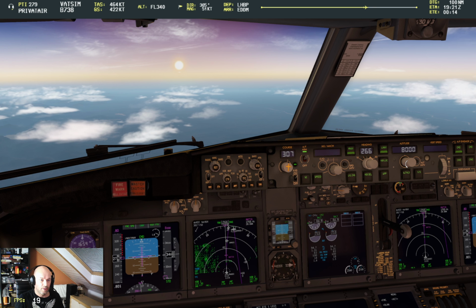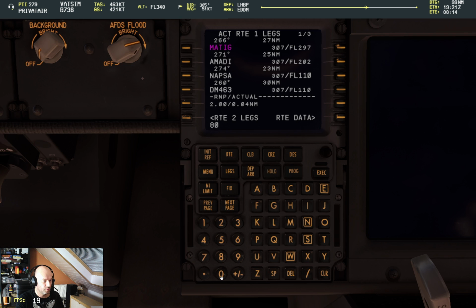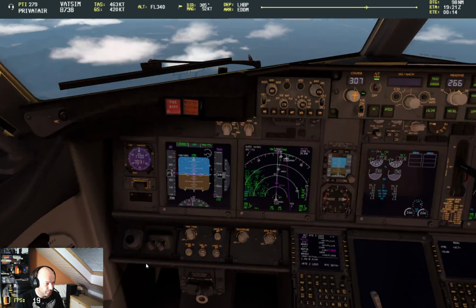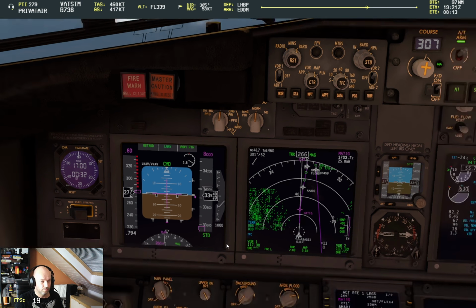Okay, level 80 is set. So we have to correct it here. He wants us to be even lower at NAPSA. So we should descend now. And come on. Yep, and we're descending. Look at it. Nice.